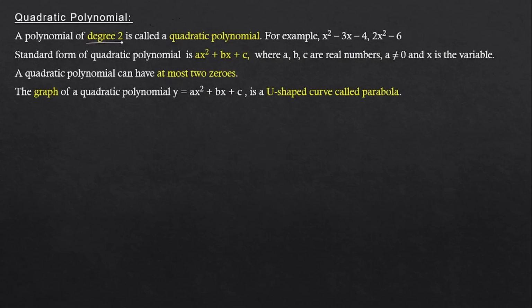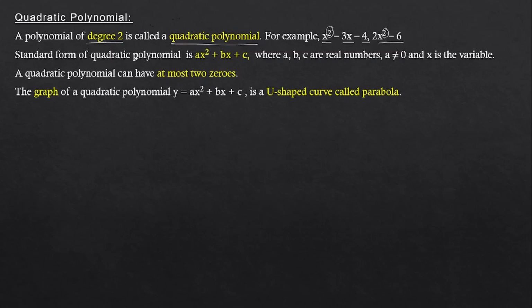So any polynomial of degree 2 is called a quadratic polynomial. Let's see some examples. In these examples, we can see the highest power of the variable is 2. Here, the degree of the polynomial is 2. These are some examples of quadratic polynomials.